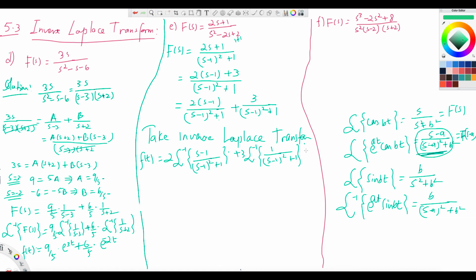But what should be a? A is basically 1, right? And then b is also 1. So you can write this as 2 e to the t cosine of t, right? Plus 3. Look at this one.